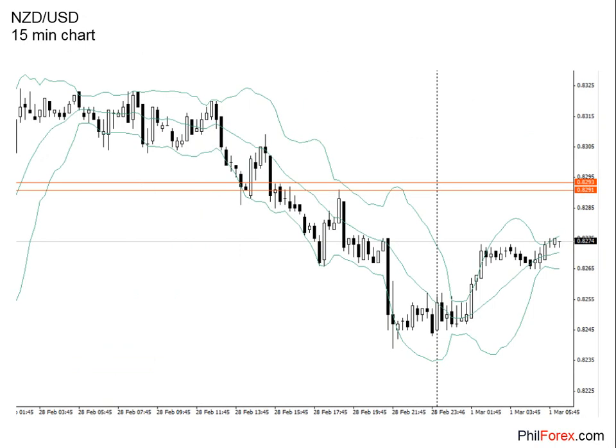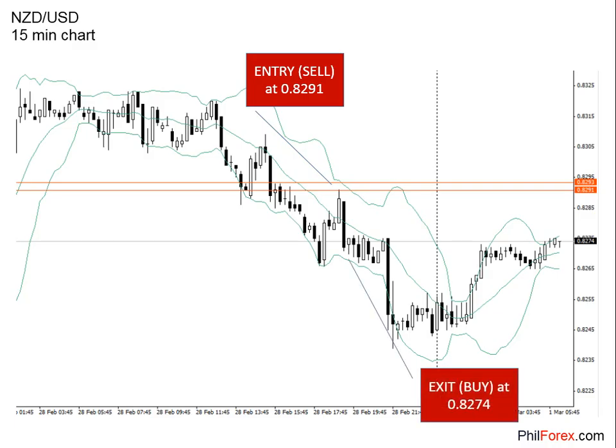Now, this is an example of short selling. Short selling, we sell high and then buy low. This is earning from a downtrend or charts that are going down. So this is the Kiwi dollar. Let's say we sold at 0.8291, and then we exited at 0.8274. So that would be around 17 pips in 15 minutes.